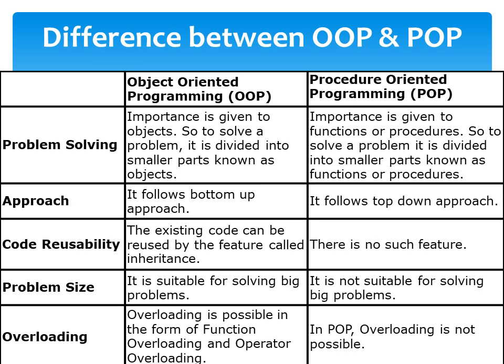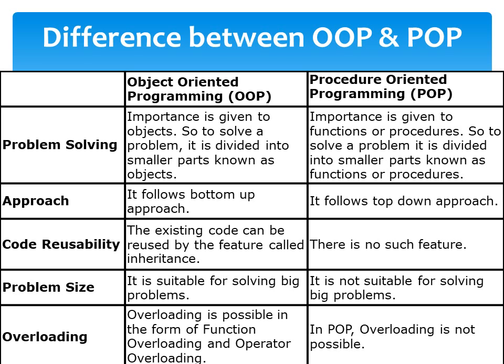Second, approach. In object oriented programming, programs follow a bottom up approach, that is, small modules are built independently and are combined together to form a large software. Whereas in procedure oriented programming, programming follows a top down approach where the problem is seen as a whole and when needed small functions are developed to support it.